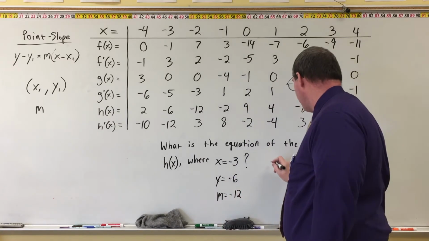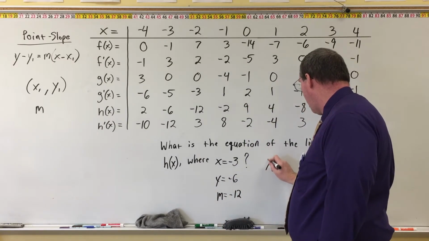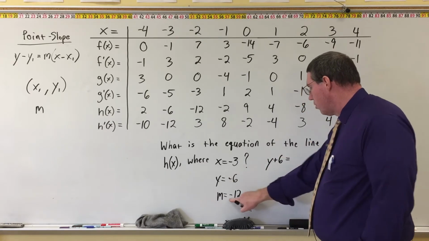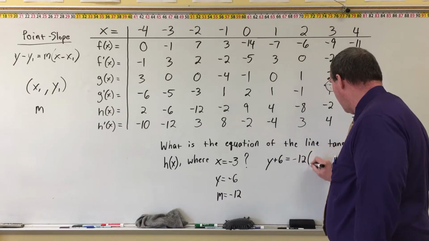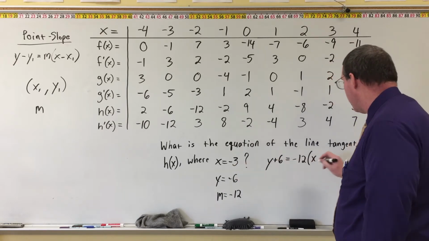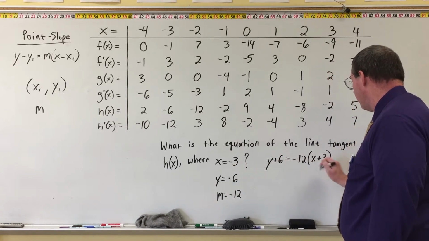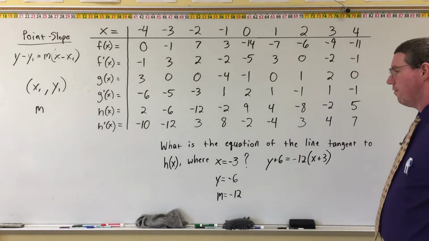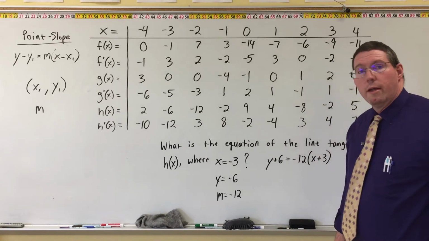And therefore, the equation of our line is going to be y minus negative 6, which is y plus 6, is equal to the slope, negative 12, times x minus negative 3, which would become x plus 3. And so this is the equation of the line tangent to h of x, where x is equal to negative 3.